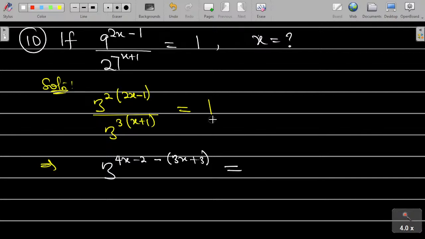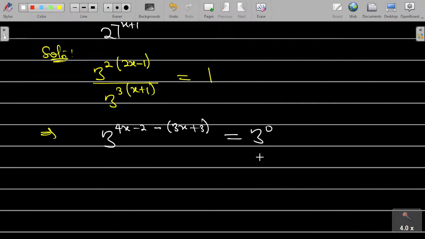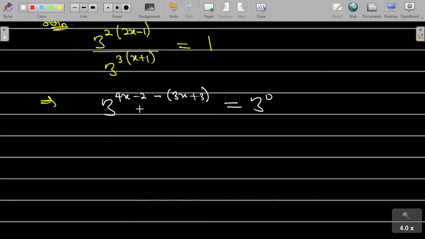Then I'm going to go straight to make that 1 3 to the power of what? 0. And you know why I chose to do that? Because I needed to equate the powers, because once the bases are the same, you can take them out of the equation and then equate your power. So I have 4x minus 2. If I open here, I'll get minus 3x minus 3 is equal to 0. So what that does for me, I will then simplify.